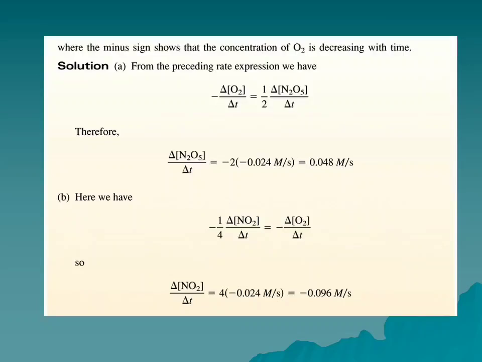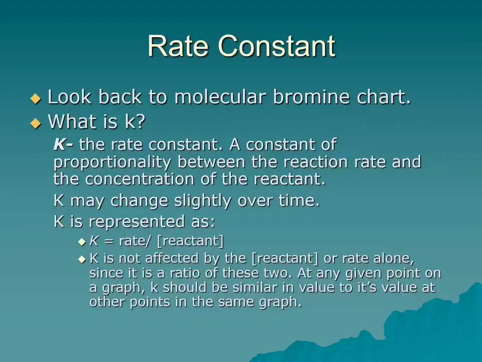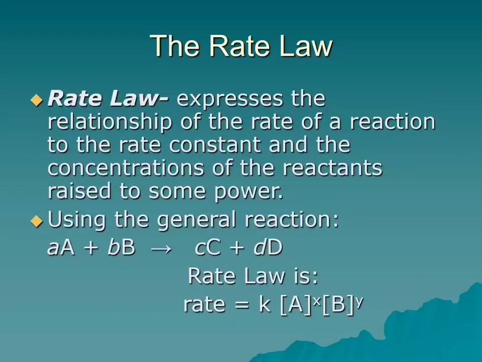First, from the preceding rate expression we have the negative of O2 divided by delta T. So we combined them. Now, rate constant. If the concentration of each of the reactants involved in any kind of reaction is taken to be unity, that is, if the concentration of A equals the concentration of B equals 1, then the rate of reaction will be k into 1, which will be k. That is called the rate constant.